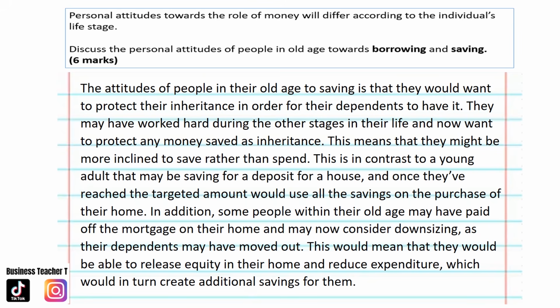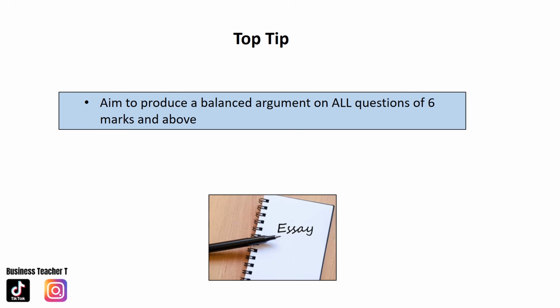Now your 6 marker might not be as detailed as that, but hopefully it gives you an idea of chains of analysis that you could use and showing knowledge and context and also competing arguments. Your top tip: you should aim to produce a balanced argument on all questions of 6 marks and above in order to achieve the higher levels.